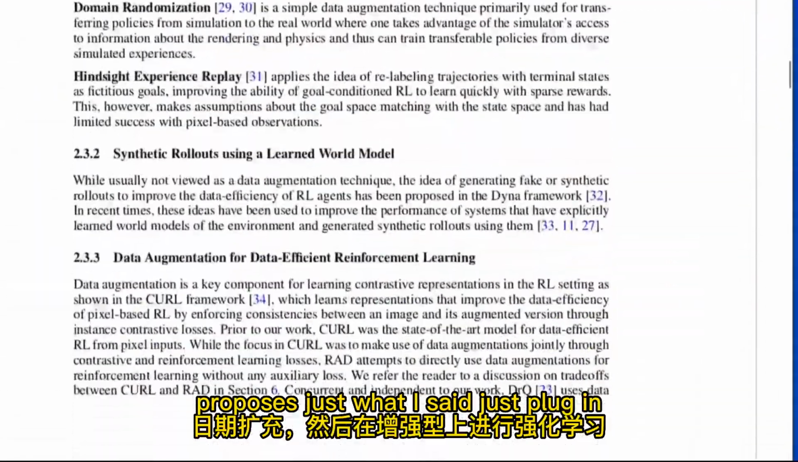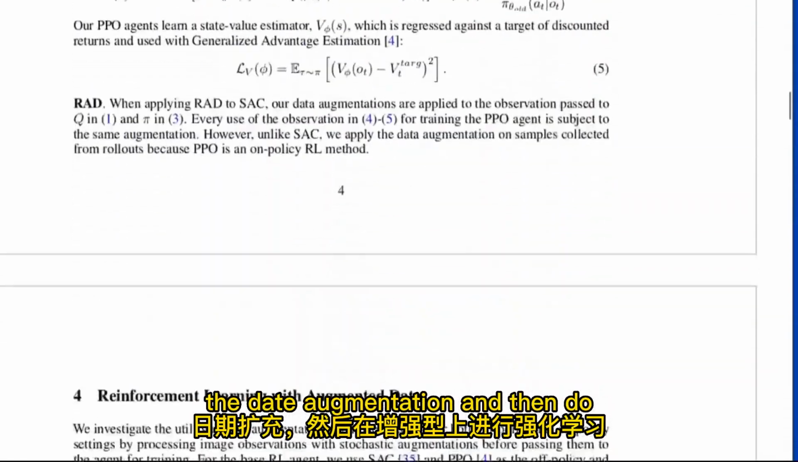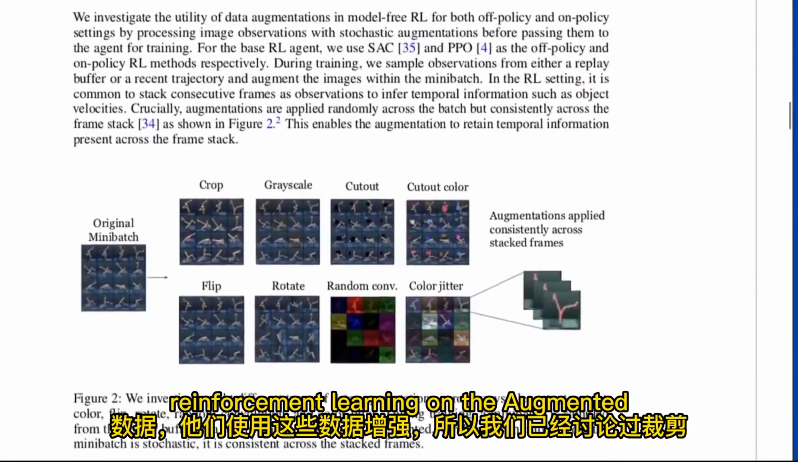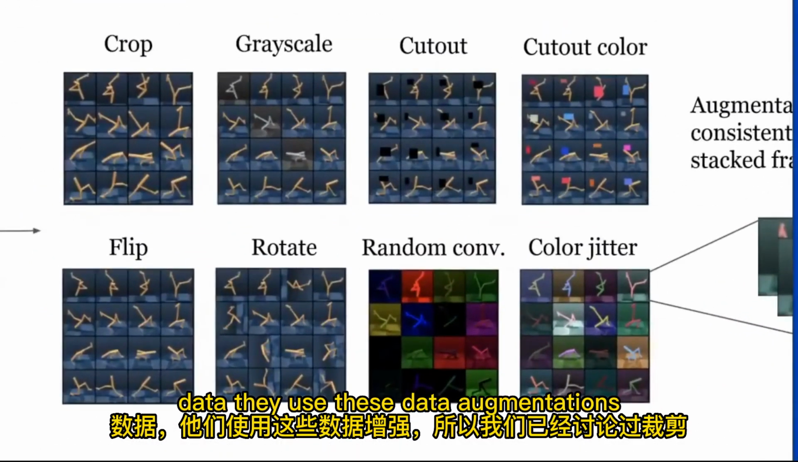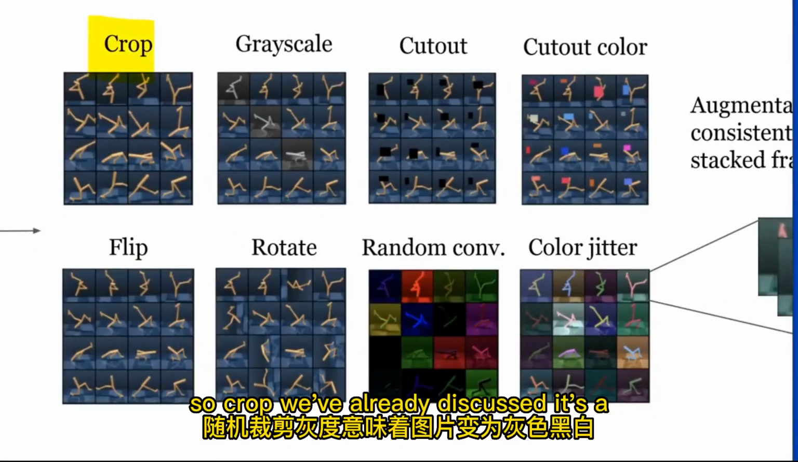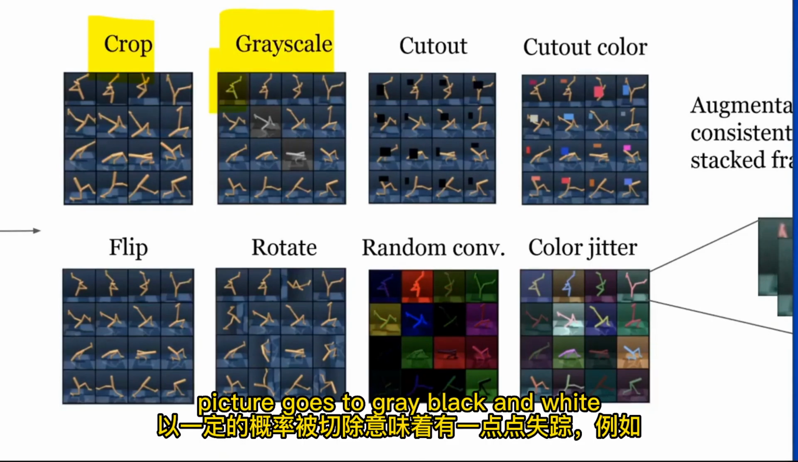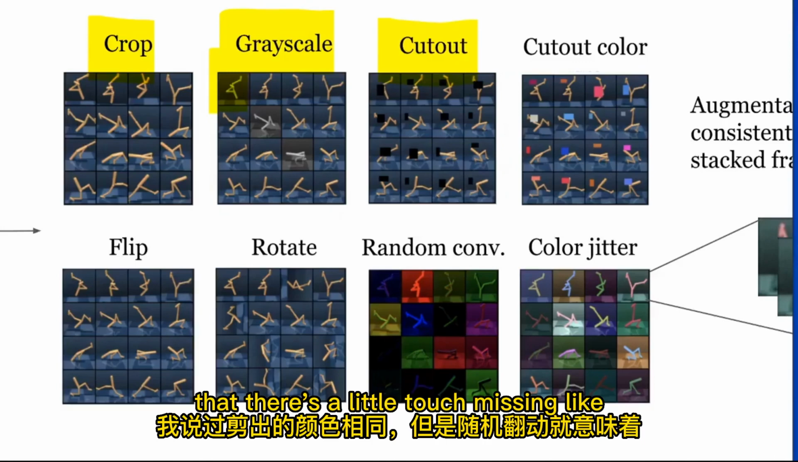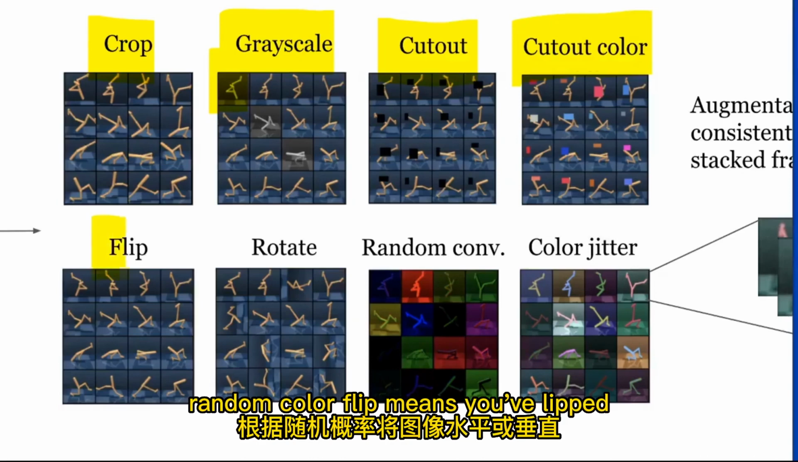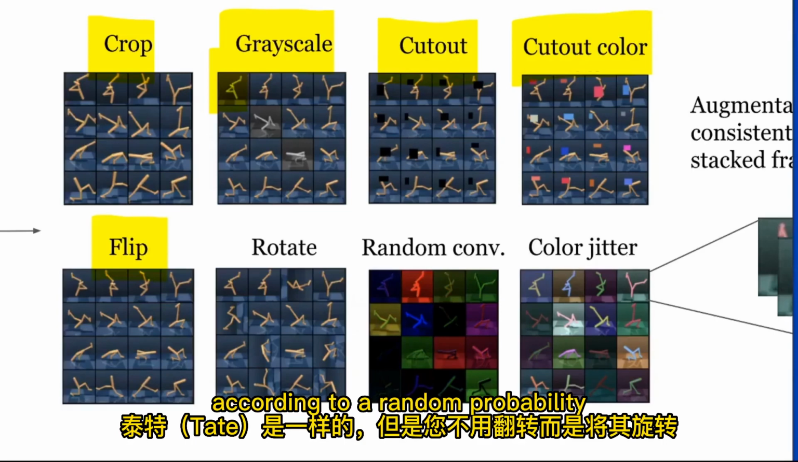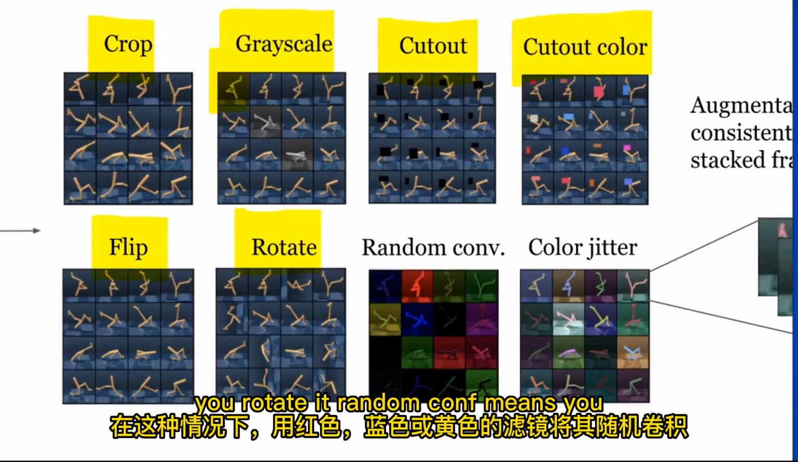This paper proposes just what I said. Just plug in the data augmentation and then do reinforcement learning on the augmented data. They use these data augmentations. Crop, we've already discussed, is a random crop. Grayscale means that the picture goes to gray, black and white, with a certain probability. Cutout means that there's a little patch missing, like I said. Cutout color is the same but in a random color. Flip means you flip the image horizontally or vertically according to a random probability. Rotate is the same, but instead of flip, you rotate it.